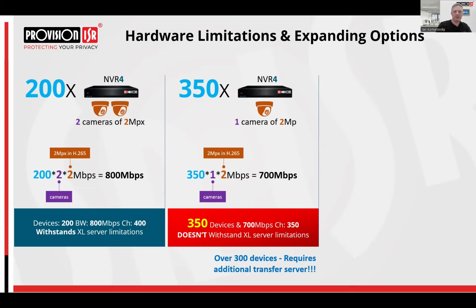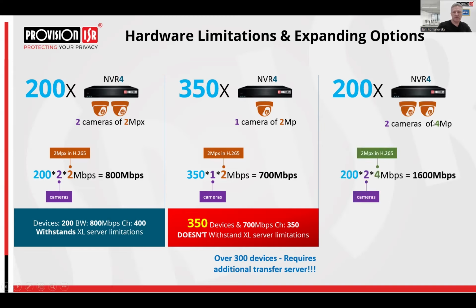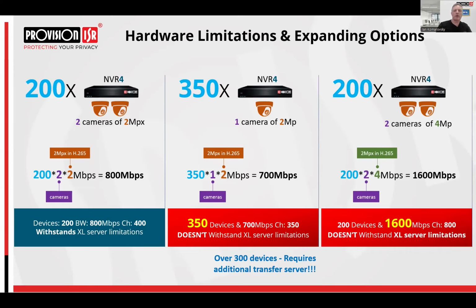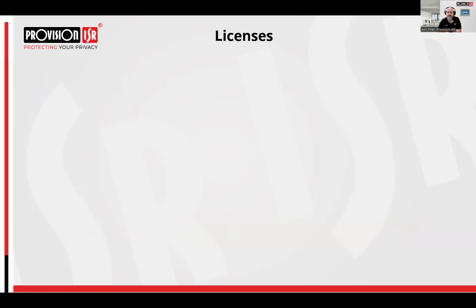Okay, another example. If we have 200 NVRs, and those NVRs are bringing us two cameras, but of 4 megapixel, okay? So in this calculation, we are getting to 1,600 megabits per second. So we are again over the maximum capacity of the Excel server, and this is why we will need an additional transfer server.